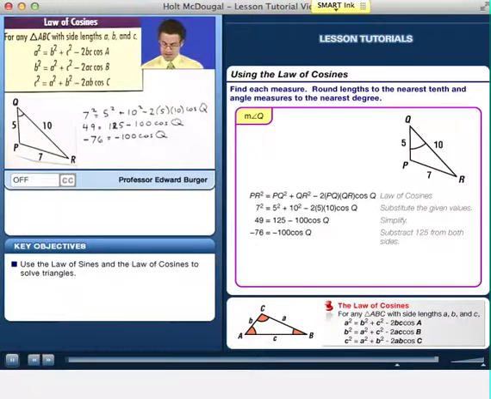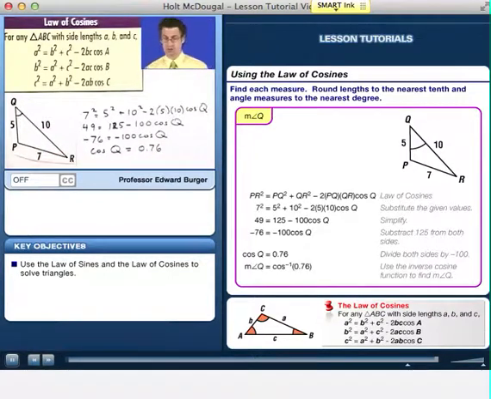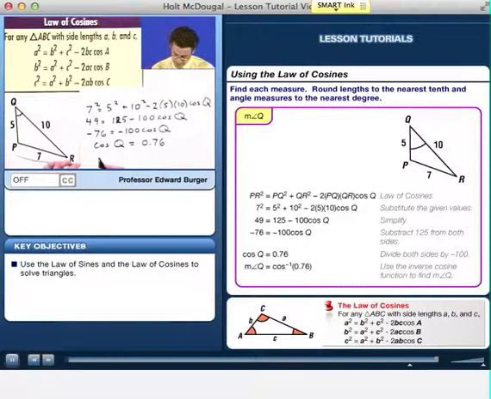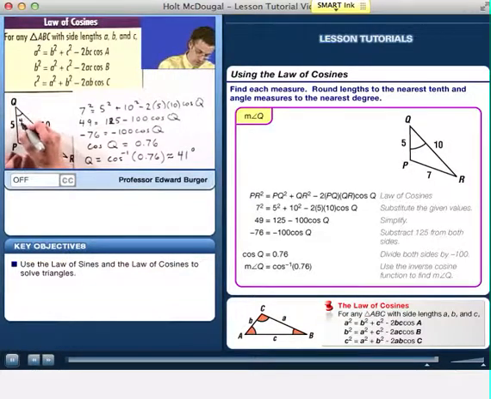And if I divide both sides by negative 100, then on the left-hand side, a negative divided by a negative is a positive, and I just see 0.76. And so I see that the cosine of Q equals 0.76. Well, what's Q? Well, it's the inverse of cosine. And so what do I have? I see that Q equals the inverse cosine of 0.76, right? Q is the angle whose cosine is 0.76. I can use a calculator now, and if I round, this rounds out to be about 41 degrees. So I see that this angle is 41 degrees.